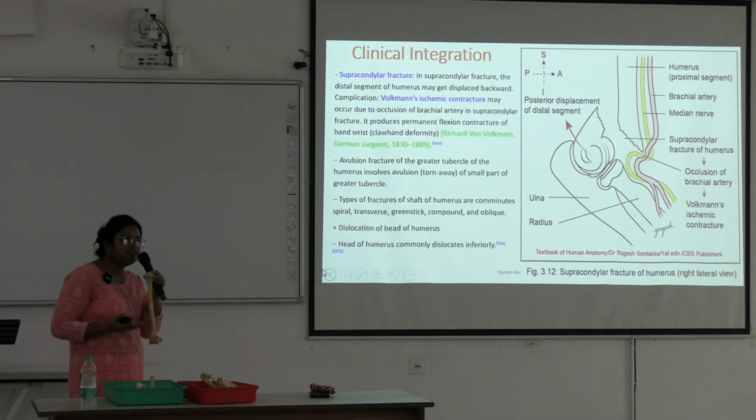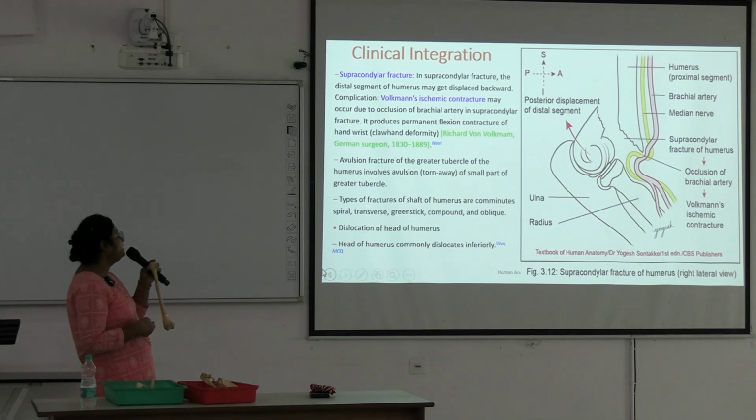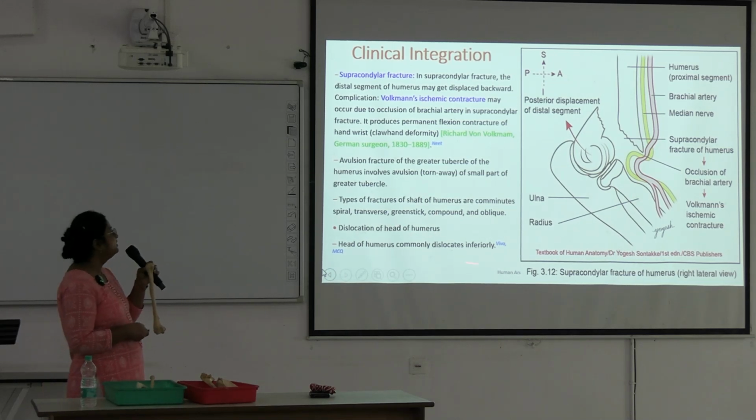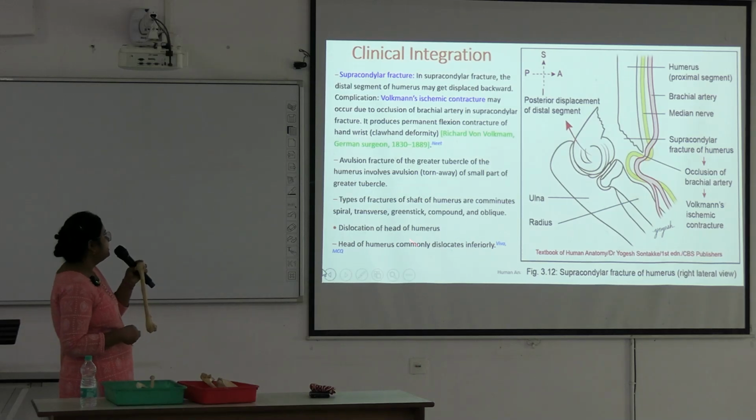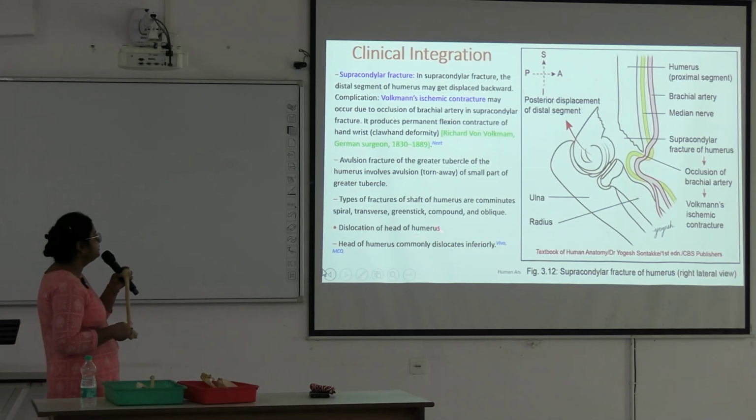Shaft of humerus fracture can also occur in different types: spiral, transverse, greenstick, compound, oblique. Another clinical aspect is dislocation of the head of the humerus.